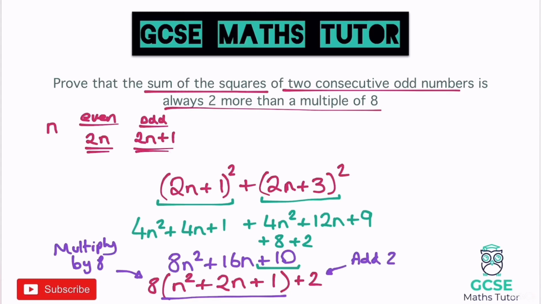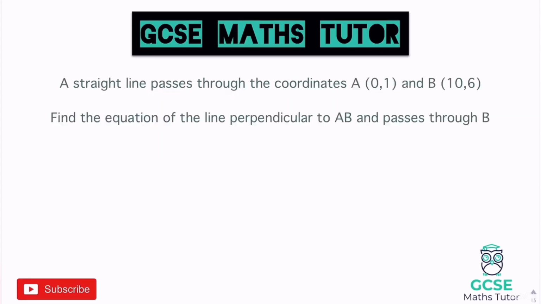Again, lots of examples on this that I've got a good video on. On some coordinate geometry, we've got a straight line that passes through the coordinates 0, 1 and 10, 6. Find the equation of the line perpendicular to AB that passes through B. So in order to find a perpendicular line, we need to find what the gradient is first. So if I have a look at A and B, we've got 0, 1 and 10, 6.